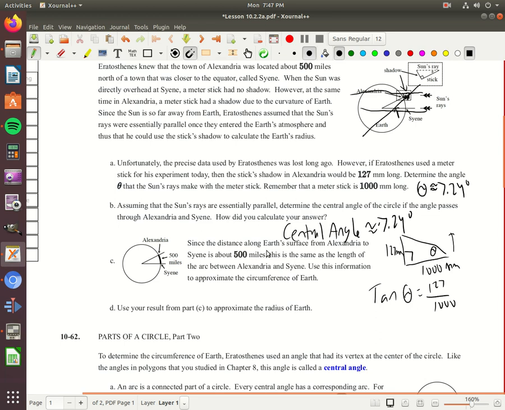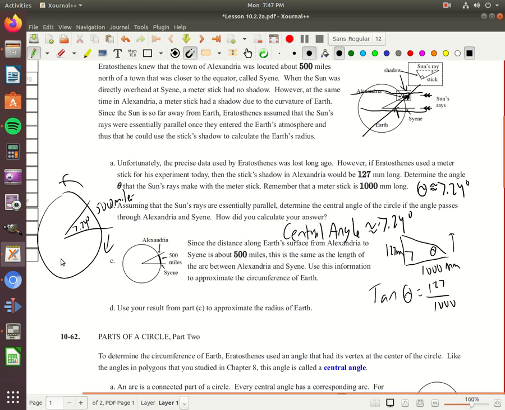Since the distance along Earth's surface from Alexandria is 500 miles, that is the same as the length of the arc between Alexandria and Syene. Use this information to approximate the circumference of Earth. So what they're telling us is this: we have the central angle of 7.24 degrees and an intercepted arc of 500 miles. So how much is the whole thing?